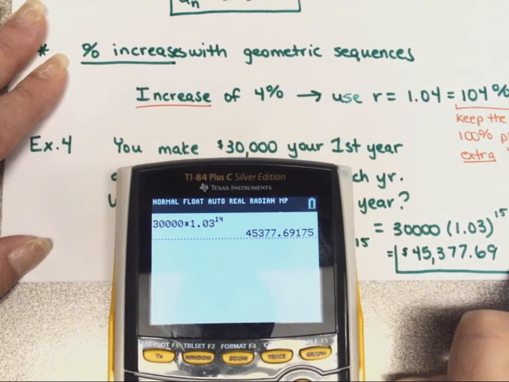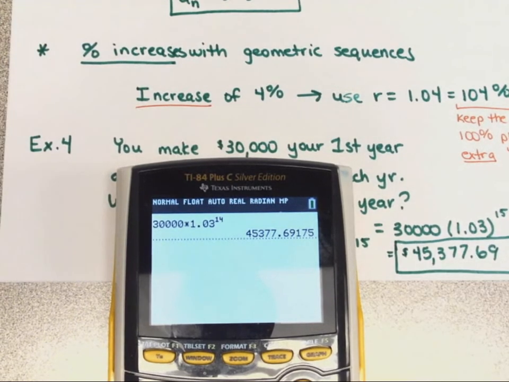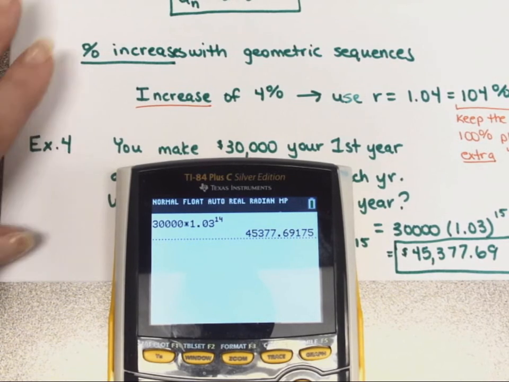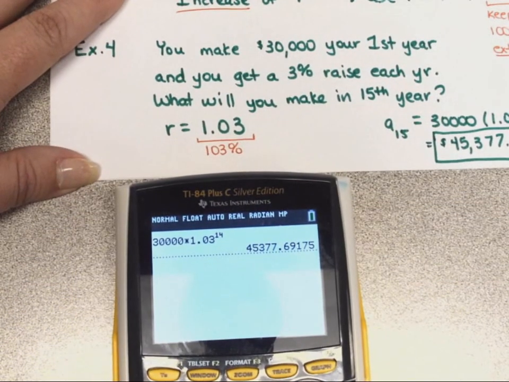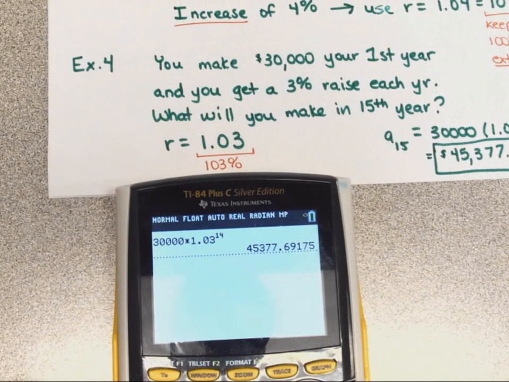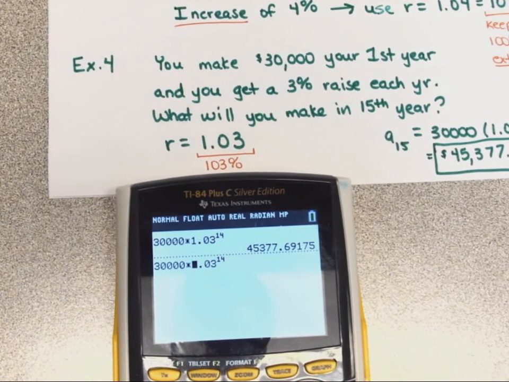So notice we end up making $45,377.69. Okay, that's a lot more than you started with, right? But it's not crazy more because you're only getting how much percent each year? 3%, right? Which is kind of a small amount. Okay, so I almost always have students make the mistake. While you're finishing that up, let me move my calculator. I want you to see what happens if you do what a lot of people do, which is they forget that they need to use 1.03 and they just use 0.03.